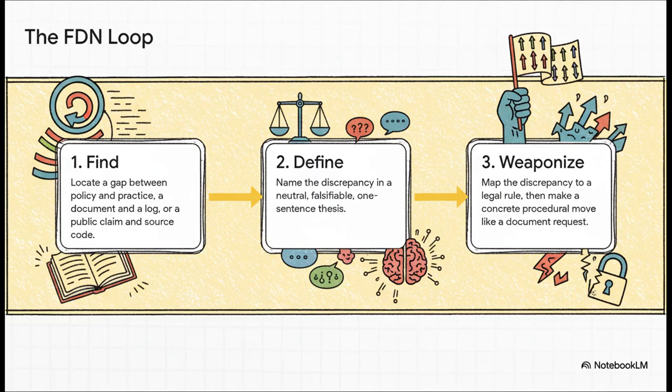The whole strategy breaks down into this simple, repeatable 3-step loop. First, you find a discrepancy, some tiny gap between what a company says it does and what its internal documents actually show. Then you define it. You just name it in a neutral, factual sentence. No emotion, just the facts. And finally, you weaponize it. You connect that tiny discrepancy to a legal rule, and you make a procedural move, a request for documents, a subpoena, a deposition. And then you just repeat the loop with the new information you've uncovered.